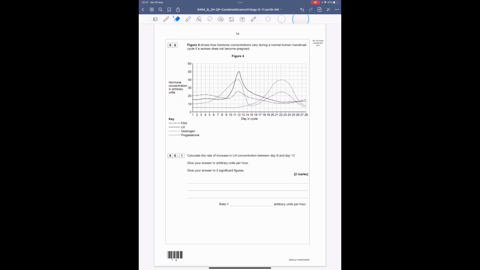Question 6 then. Figure 4 shows how hormone concentrations vary during a normal human menstrual cycle if a woman does not become pregnant. You've got the different menstrual cycle hormones, FSH, LH, estrogen, progesterone. It says calculate the rate in increase in LH concentration between day 9 and day 12. Give your answer in arbitrary units per hour. So that's a key thing, per hour. Give it 2 significant figures.